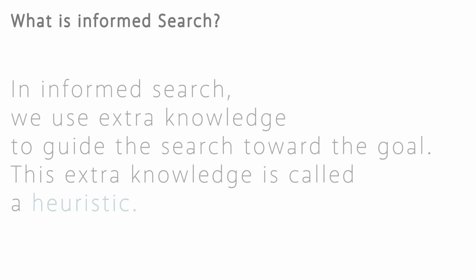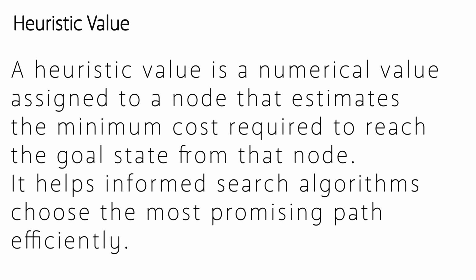Now, before knowing the informed search, let's know about what is heuristic value. A heuristic value is a numerical value assigned to a node that estimates the minimum cost required to reach the goal state from that node. It helps informed search algorithms choose the most promising path efficiently.